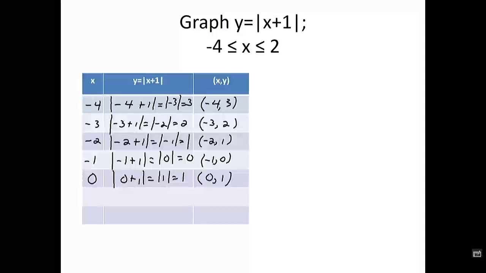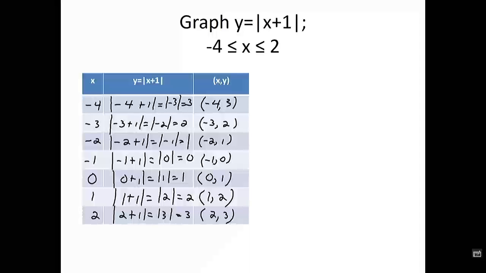When x is 1, we have the absolute value of x plus 1. X is 1, so this is 1 plus 1 is equal to the absolute value of 2, and the absolute value of 2 is 2. The corresponding ordered pair is 1, 2. All right, and the last x value is 2. So when x is 2, we have the absolute value of 2 plus 1, which is the absolute value of 3, which is 3. The corresponding ordered pair is 2, 3.